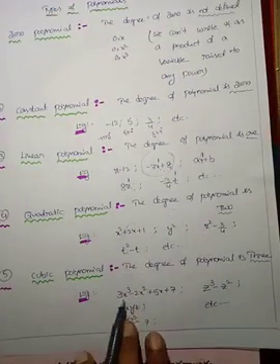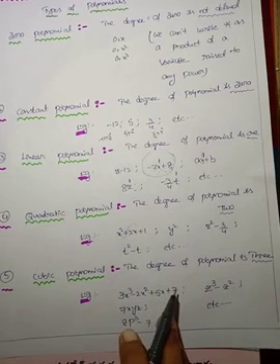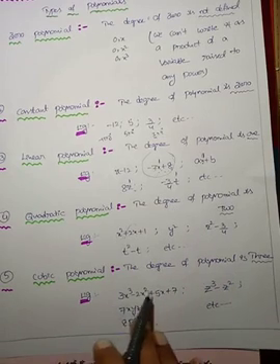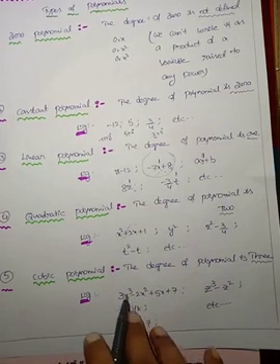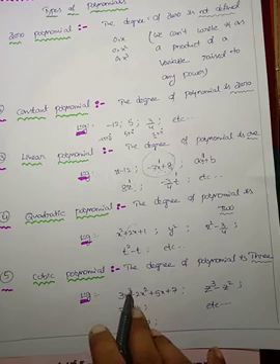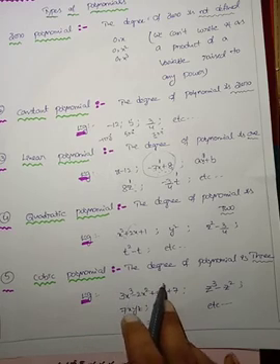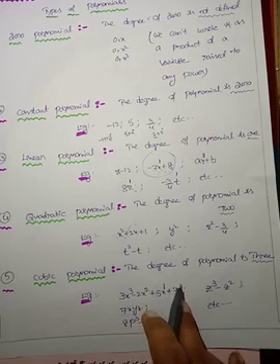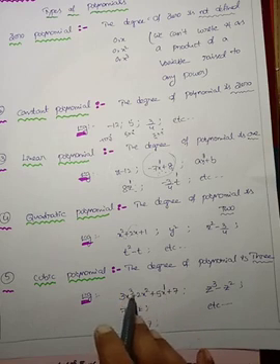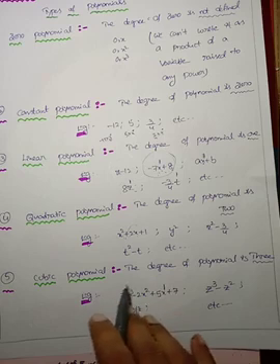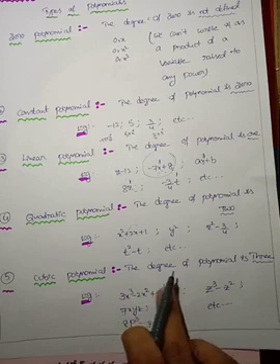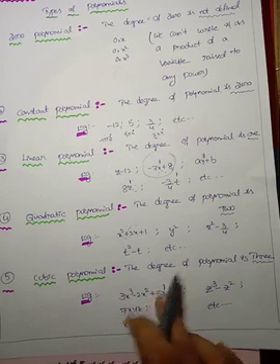In this example, 3x power 3 minus 2x square plus 5x plus 7, there are 4 terms. This term has degree 3, this term has degree 2, this term has degree 1, and the constant term has degree 0. Which is the highest degree? 3 is the highest degree. So this polynomial's degree is 3, and it is called a cubic polynomial.